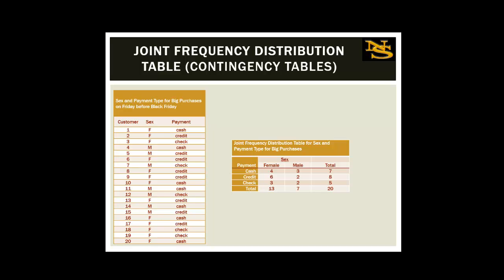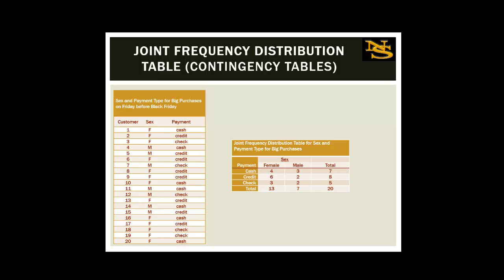Then you can see that there are 6 females in our sample who paid with credit, 3 females who paid with check, adding up to 13 females in total. We have 3 males who paid with cash, 2 males who paid with credit, and 2 males who paid with check, giving us 7 total males.